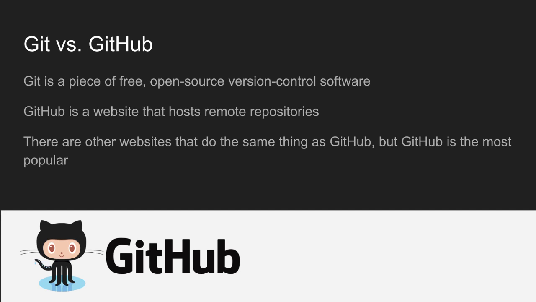Okay, this is kind of an important thing. These are 2 things that get confused a lot that it's really important to be able to differentiate: Git and GitHub. Git is a piece of free as in free beer, free as in freedom, open source, version control software. Right? It is just this little packet of what's a repo, how do I commit, what's a change.